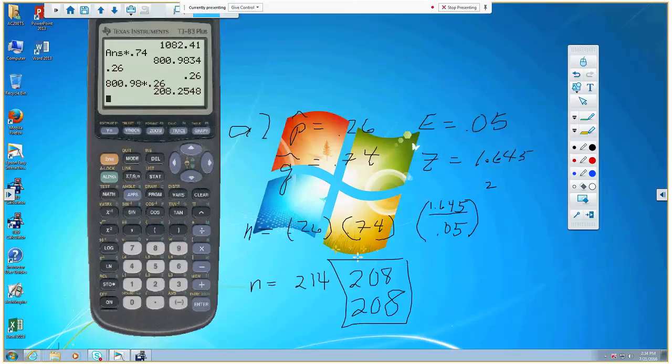Now, when's the test? In the next couple of days. 28. And how many questions are going to be on it? 10. And what section is it going to cover? 9.1. That's it.